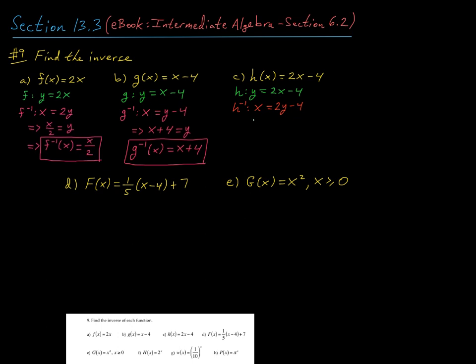So go ahead and add 4 to both sides. So we'll get x plus 4 is equal to 2y. And then go ahead and divide both sides by 2, and we'll get x plus 4 divided by 2 is equal to y. And so again, I'll go ahead and write the final answer in function notation. We're saying that h inverse of x is x plus 4 all divided by 2.